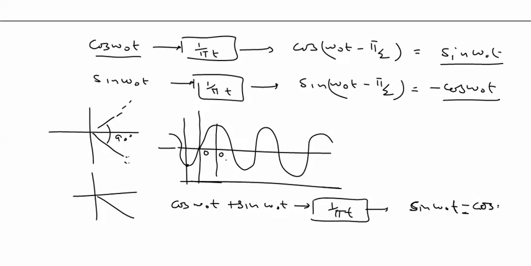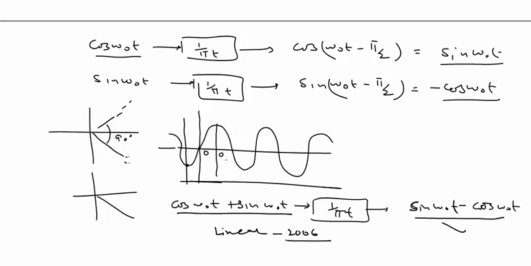Accumulation of these two means if we apply individual inputs, the result will be the addition of the individual outputs. Following superposition means it is a linear system. It is a GATE 2006 question: Hilbert transform is linear, non-linear, causal or non-causal? It is a linear system.